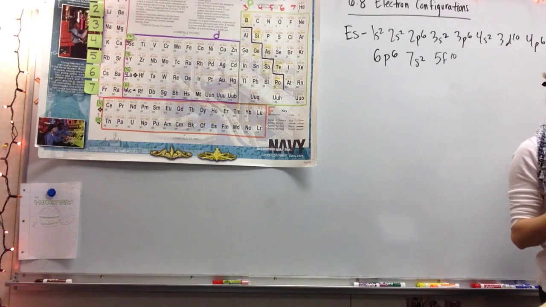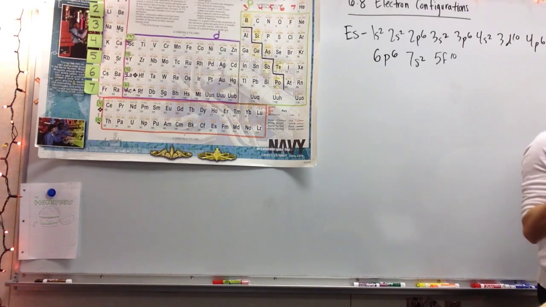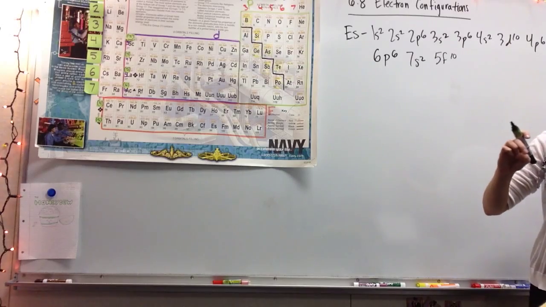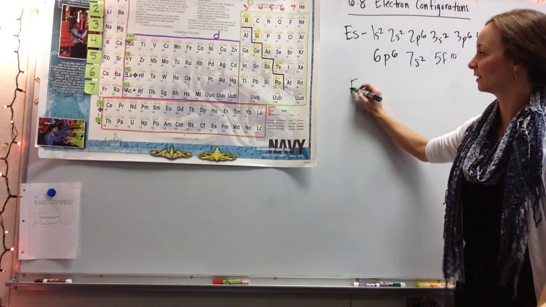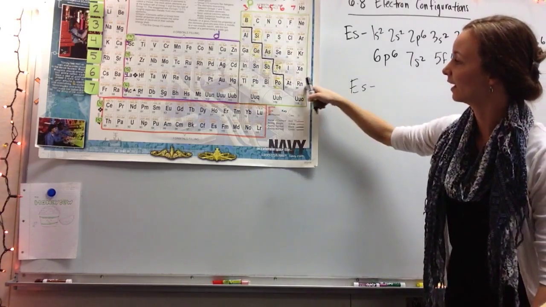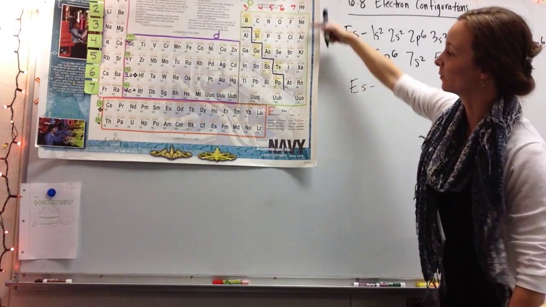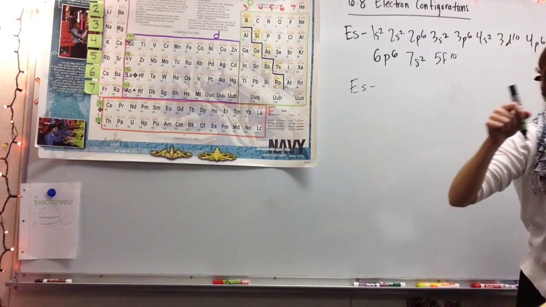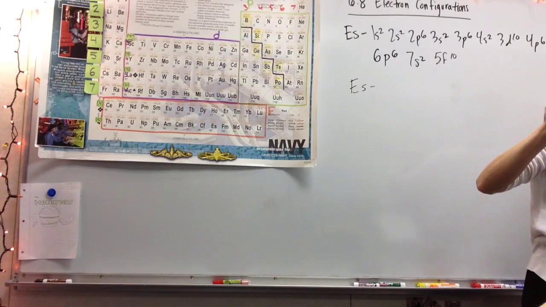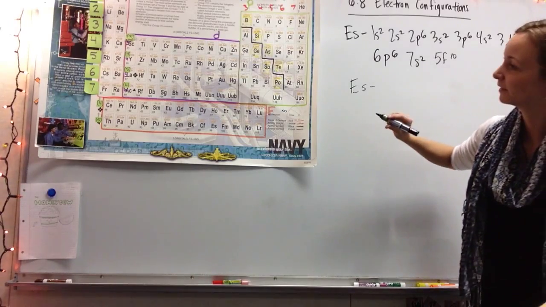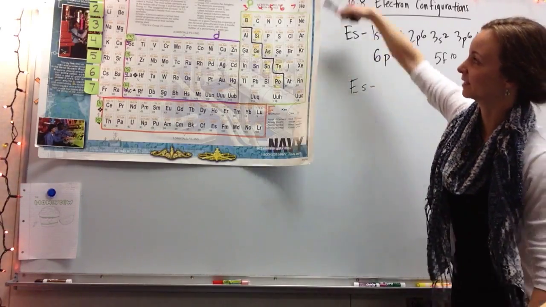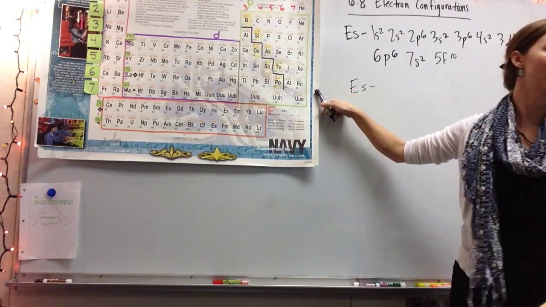All right, looking good. Okay, real quick, what would the noble gas configuration of this look like? The noble gas shortcut. Sharon, you got it? How do we do that? We have to find the noble gas that's right before einsteinium. So it's the closest one to einsteinium. And it has to be one of these. So which one comes right before the einsteinium?